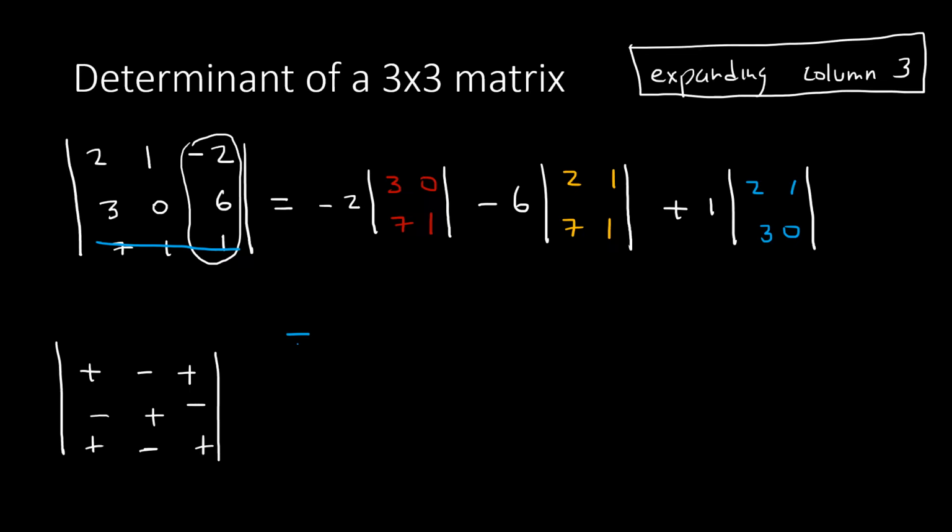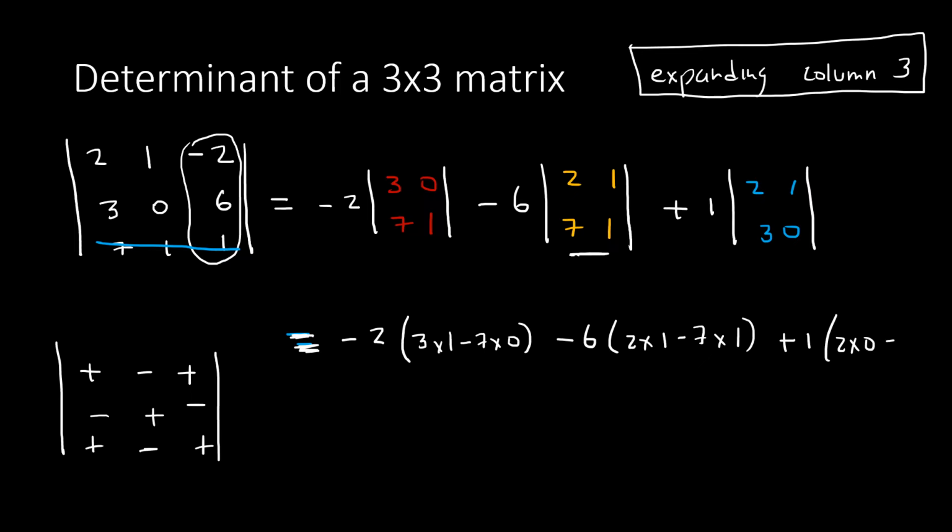When you calculate, remember that minus 2 must multiply. Inside the bracket, I'll have 3 times 1 minus 7 times 0. Minus 6, inside the bracket, I'll have, this is the normal 2 by 2 matrix here, 2 times 1 minus 7 times 1. The last one, I have 1. Inside the bracket, I have 2 times 0 minus 3 times 1.